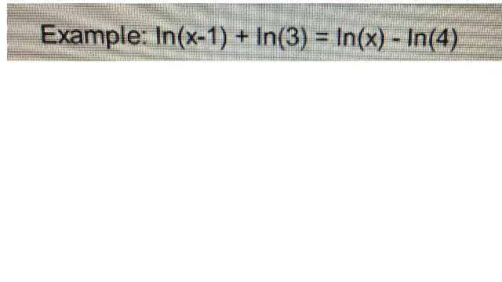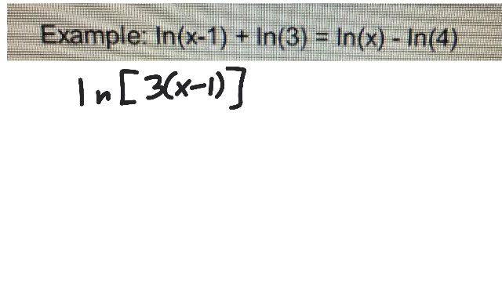Okay, now this one, I have multiple logarithms on both sides. So I'm going to have to rewrite both sides as a single log. On the left, they're being added, so I can rewrite them as multiplication of the arguments. So natural log of 3 times x minus 1 equals. Then on the right side, they're being subtracted, so I have to rewrite that as division. So that'd be the natural log of x over 4. Remember, the logarithm that's being subtracted has to go in the denominator. So 4 is on bottom.